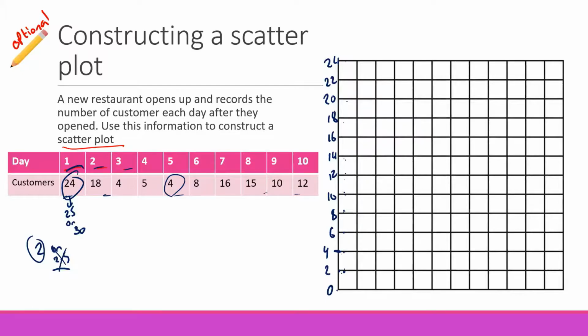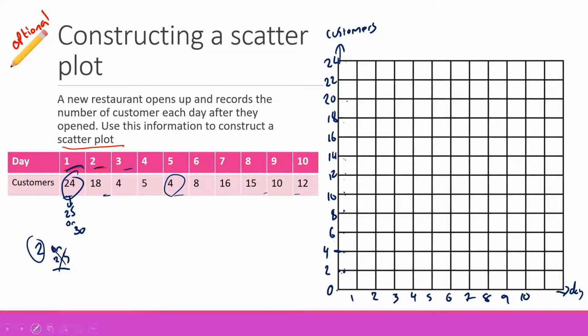So then this axis here is my customers, whereas this one here is my days. Now we've got 10 days, so 1, 2, 3, 4, 5, 6, 7, 8, 9, 10. I'm not going to mess around with changing that because 10's 10. That'll do.